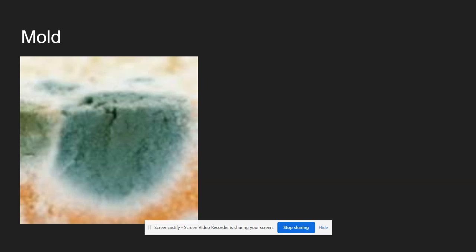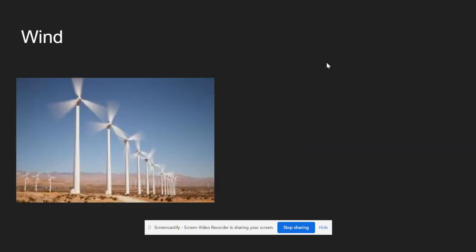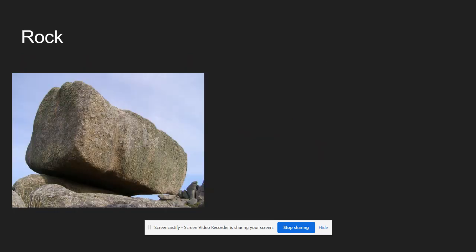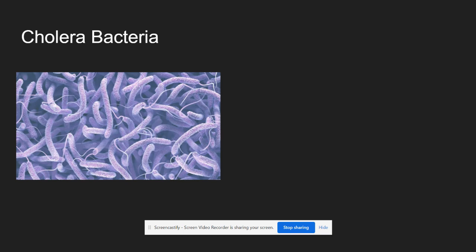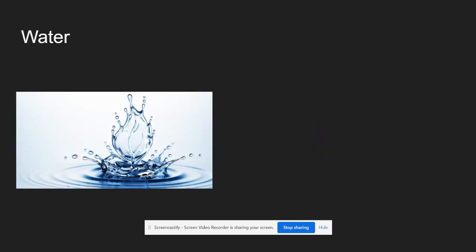Mold. Mold is a microscopic organism. It does grow. It does require nutrients. It does reproduce. So therefore mold is biotic. Wind, abiotic. Rocks, abiotic. Bacteria, okay, even though they are microscopic, these little things can grow, they reproduce, they require nutrients, okay? They respond to stimuli in their environment, so they meet all of the requirements for something to be considered living. So therefore they are biotic.